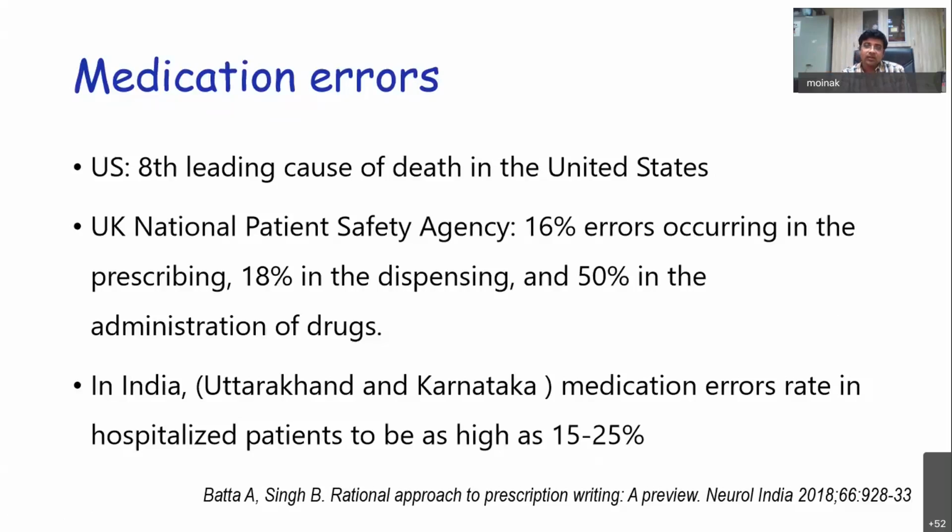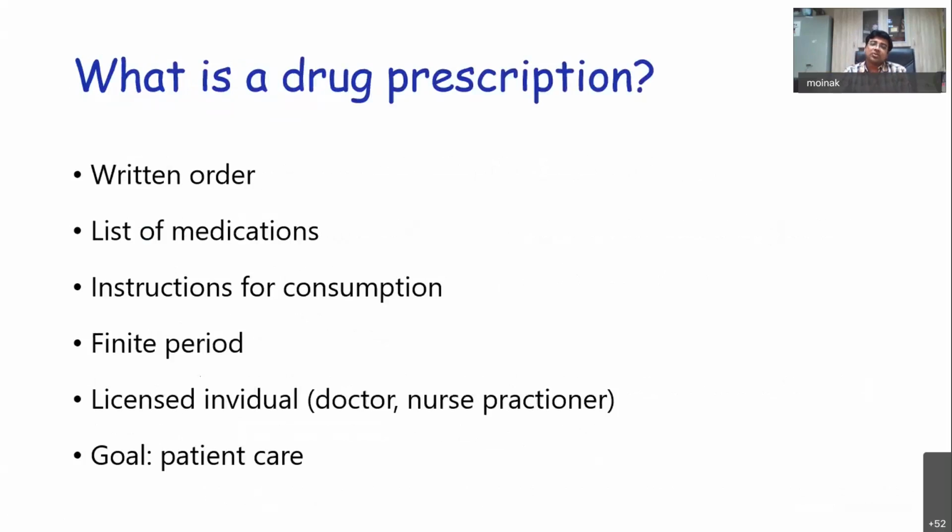What is a drug prescription? It's a written order. It is a list of medications. It's an instruction for consumption. There's a finite period, so you don't write indefinite prescriptions, by a licensed individual, maybe a doctor or a nurse practitioner in the West. And the goal is patient care.